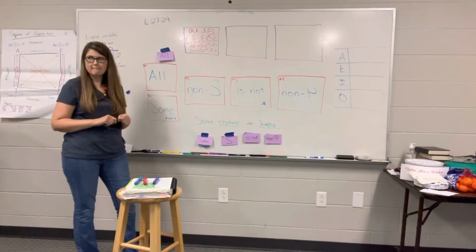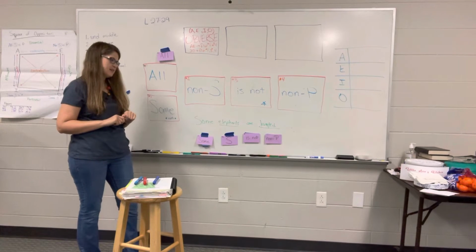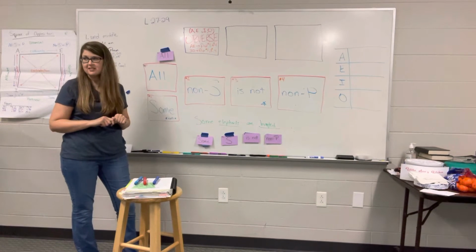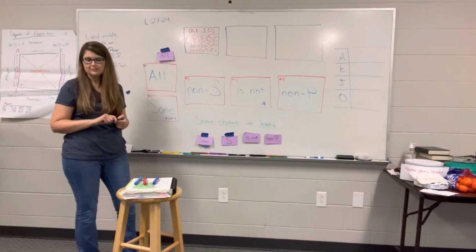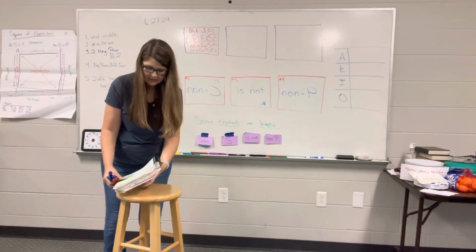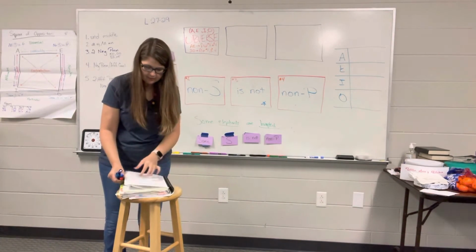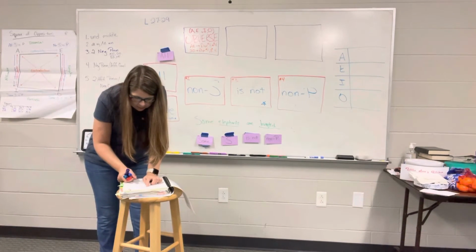So now we have: some elephants are not non-hunted creatures. Was that a double negative? It is a double negative. You're right. Let me double check that one. Yeah, that's right. 1, 3, and 4.